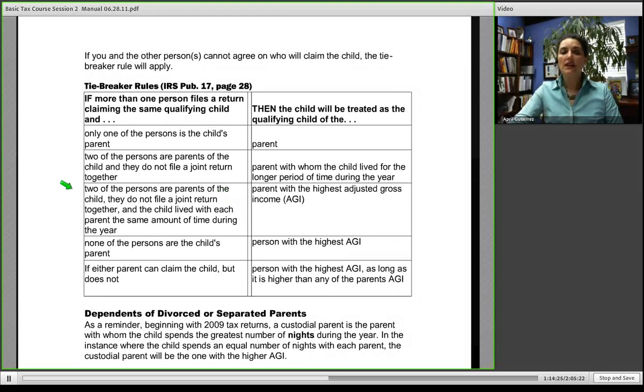Now, if none of the persons are the child's parent, the person with the highest AGI wins. And if either parent can claim the child but does not, then the person with the highest AGI will claim that dependent as long as the AGI of that person is higher than the highest AGI of the parents. So that's another confusing rule. Let's go up here and open up that whiteboard again.